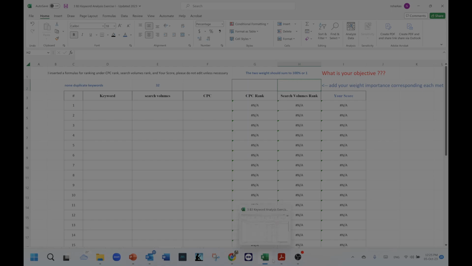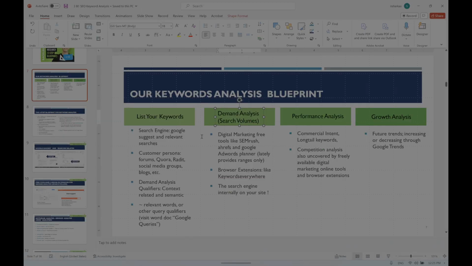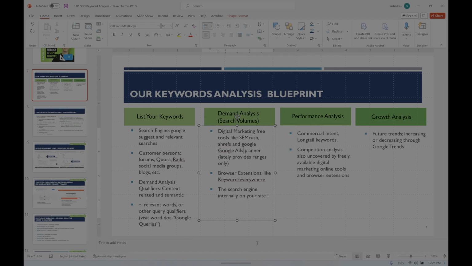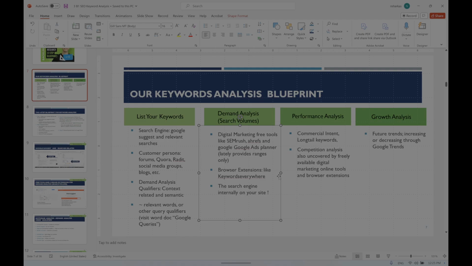And in the set of slides, as you can see, there are digital marketing free tools like SEMrush or Neil Patel, of course, which provide us keywords, and AdWords or Google Ads. Google Ads Planner is no longer free or very optimal unless you have been with them for too long. Browser extensions like Keywords Everywhere, which is what I showed you earlier and what I use, and the search engine internally on your site.